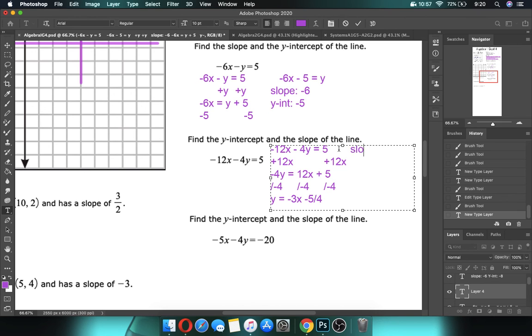So what is our slope? It's the number next to the x, not the fraction, the number next to the x, which in this case is negative 3. And what is our y-intercept? That is the number that is completely by itself without a variable, negative 5/4. And there's going to be our answer.